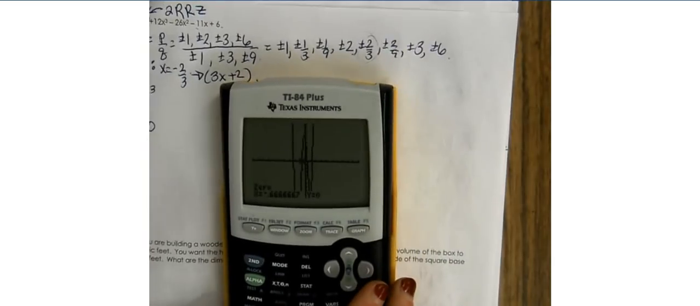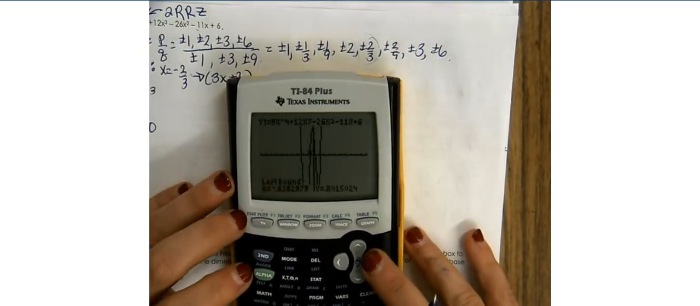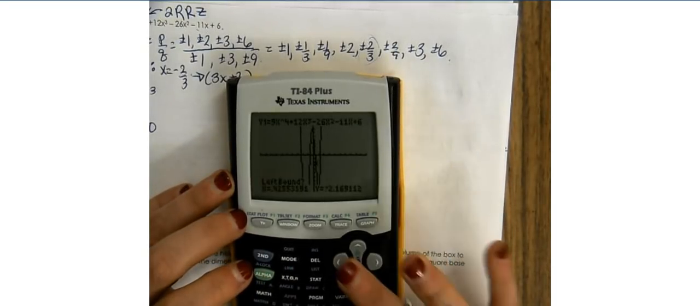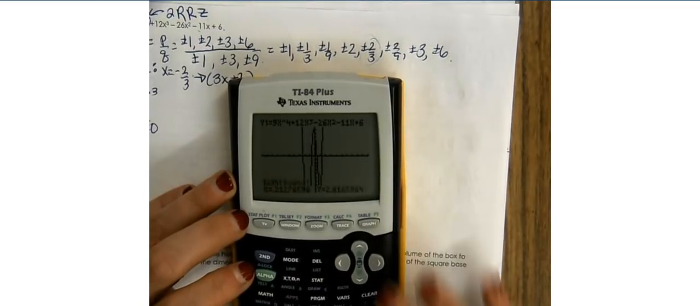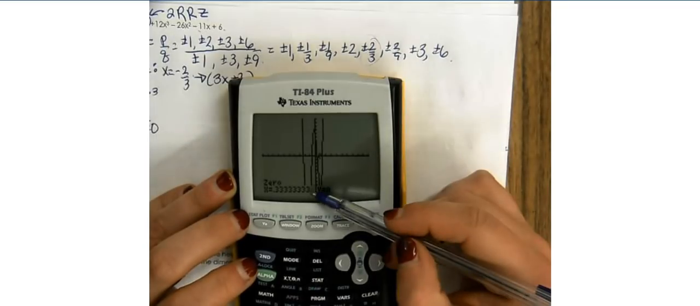Next, I'm going to find another rational zero. So I'm going to press second trace, go to number 2. All right, so here's to the left, I'm going to press enter. Here's to the right, I'm going to press enter and then enter again. All right, we have 0.3 repeating, which we know is 1/3. So x is equal to 1/3 is a rational zero.